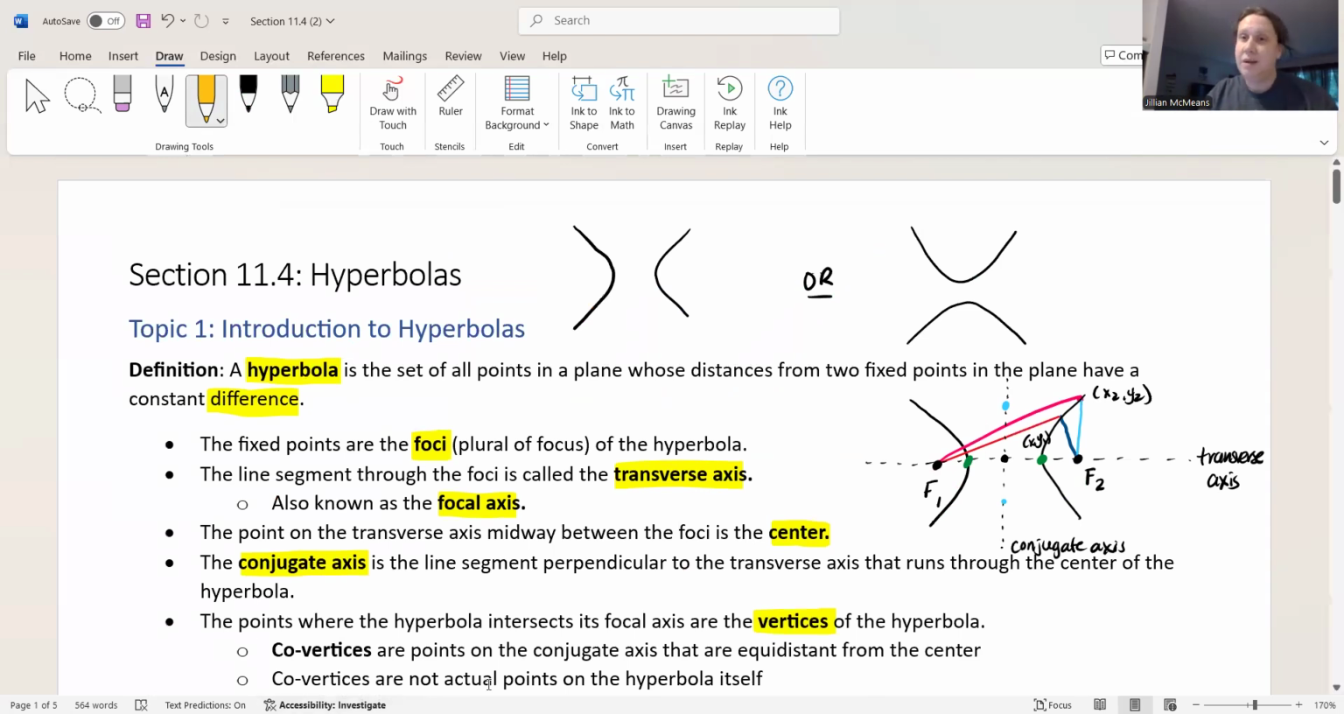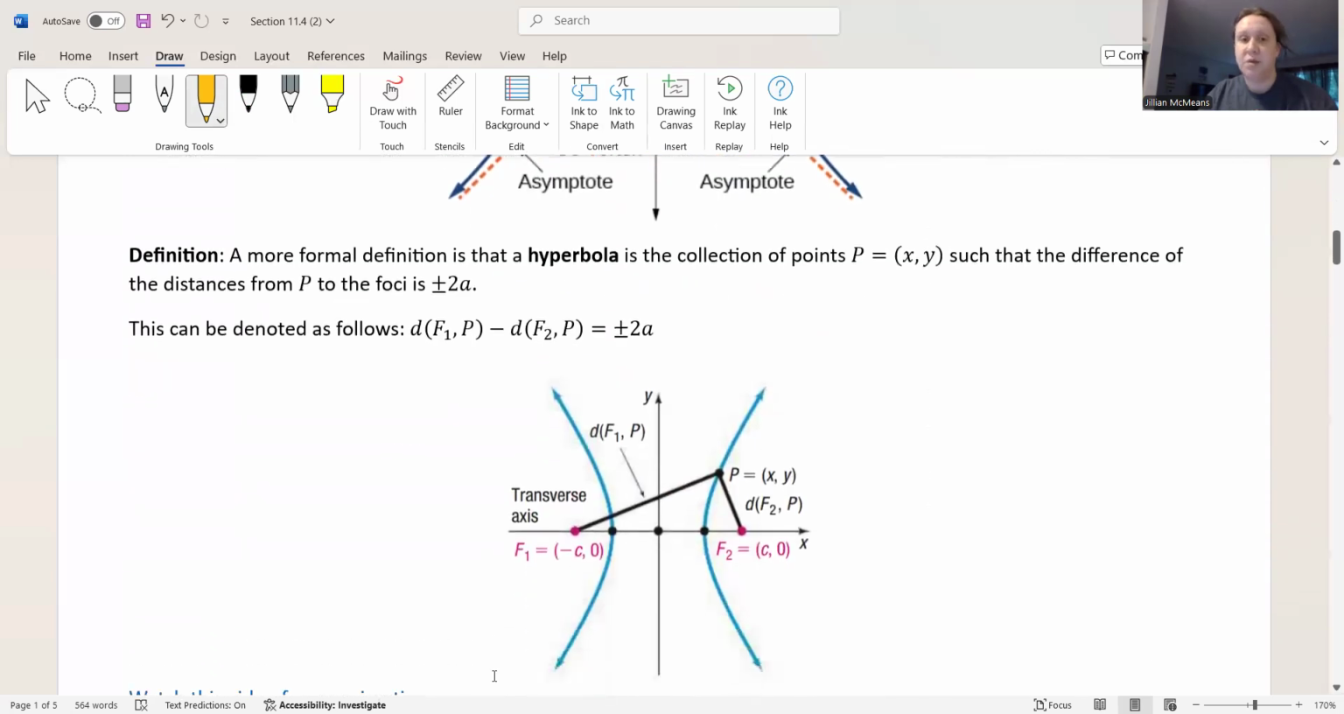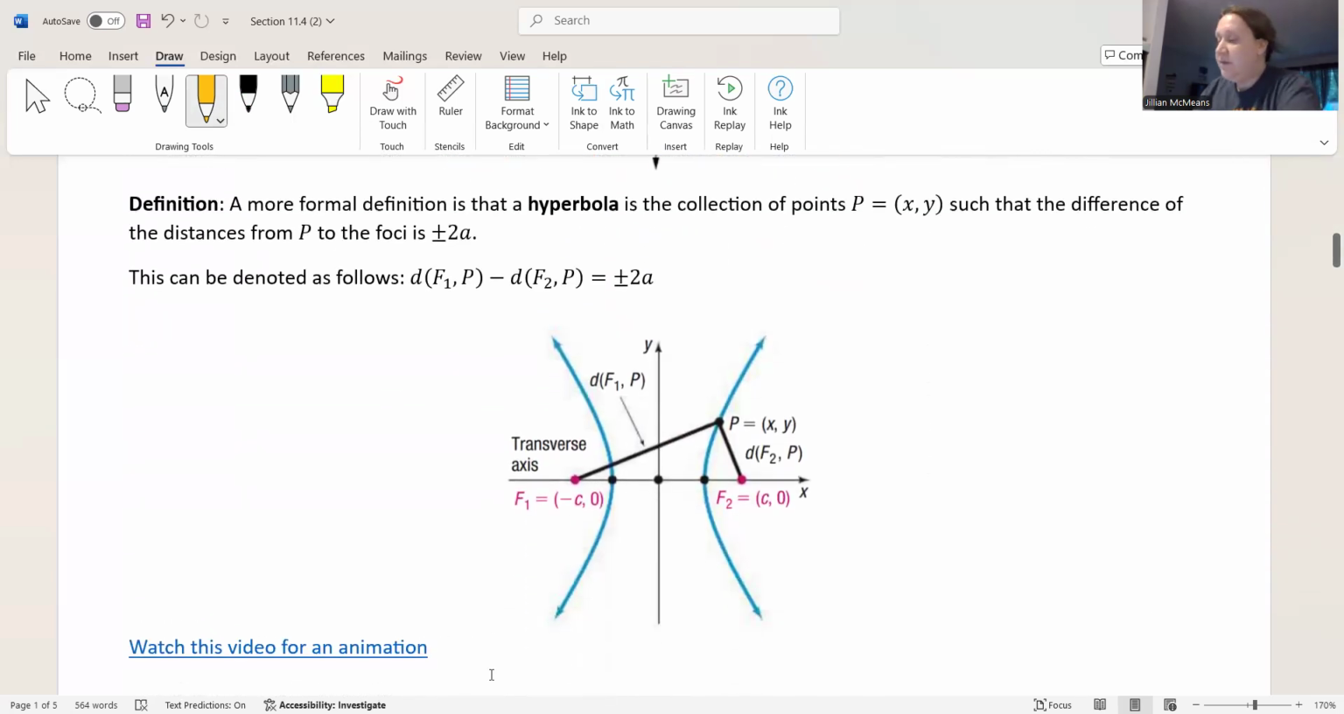Well, down here, we get a little insight into what that distance actually is, okay? So we have yet another definition of a hyperbola. It's the same thing. It's saying the same thing, just kind of in a different way. A more formal definition is that a hyperbola is the collection of all points P, so just ordered pairs P, such that the difference of the distances from P to the foci is plus or minus 2a. So do you remember when we were talking about an ellipse, we had points A, B, and C? We have the same thing here. So let's talk about what those points are, okay?